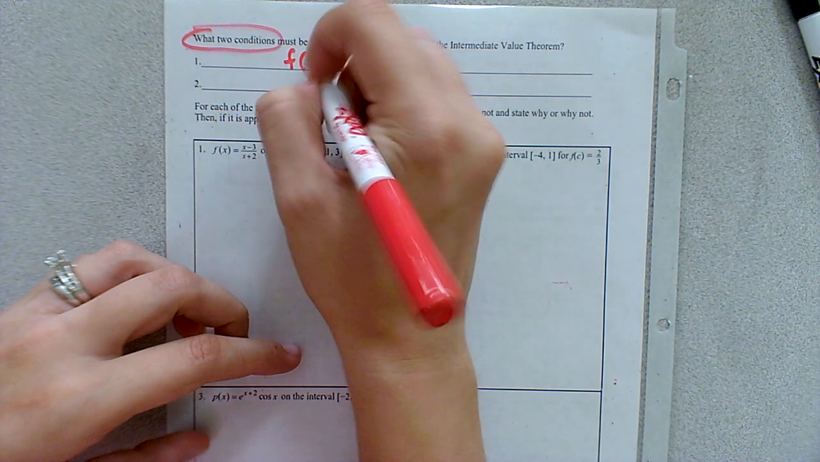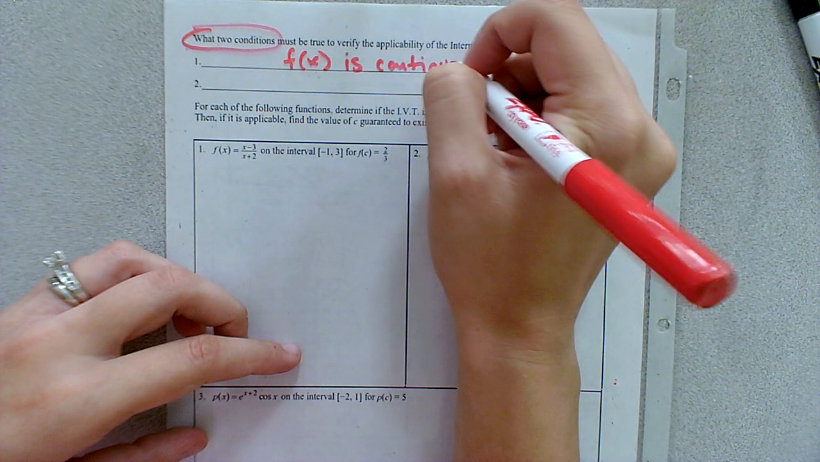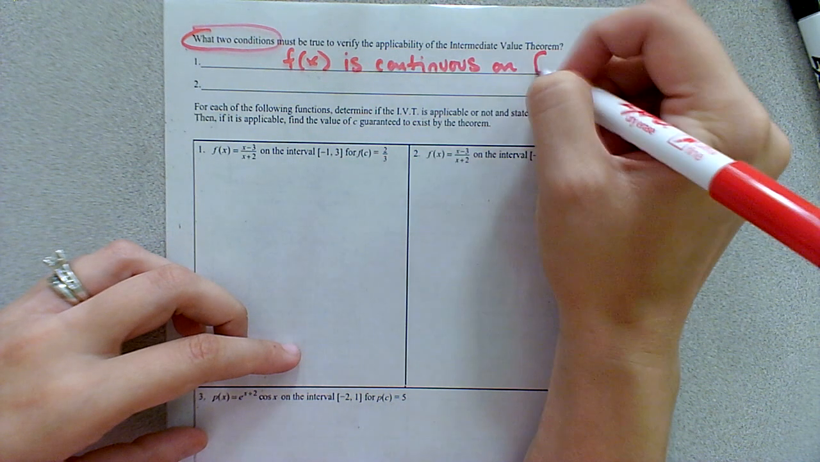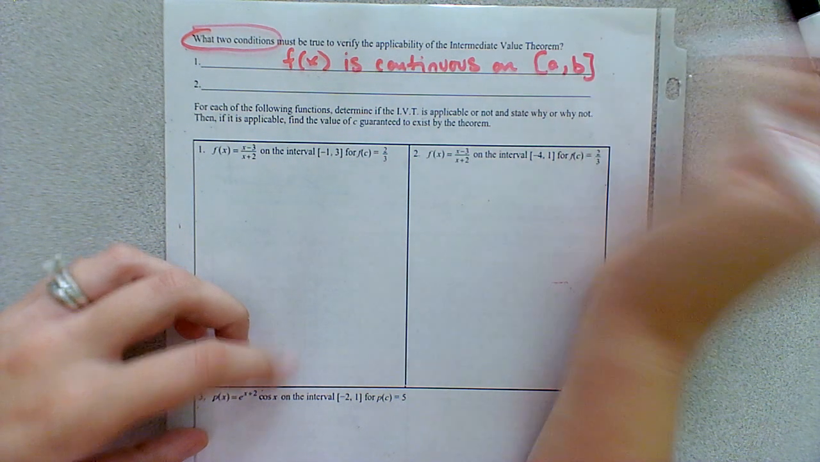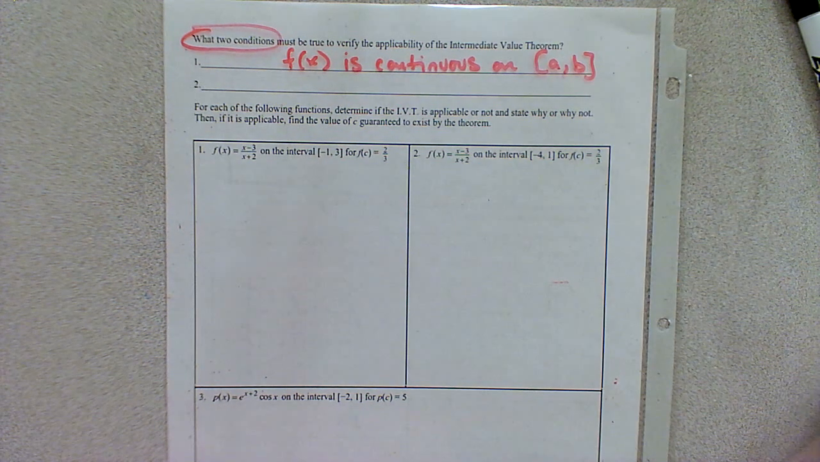The first one was that f of x, your function, is continuous on the interval. They're always going to give you an interval. We just have to check to make sure there's no hole, no jump, no asymptote in between those values. So it has to be continuous.